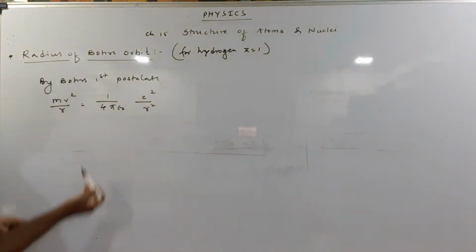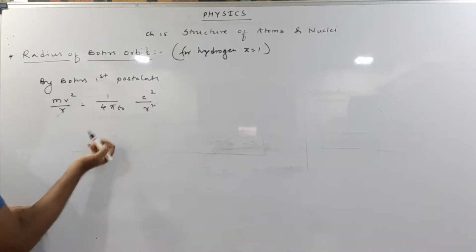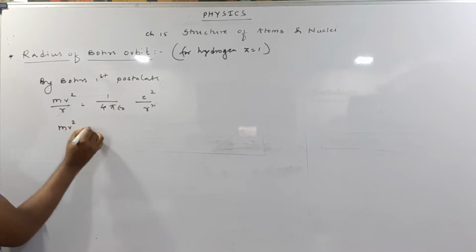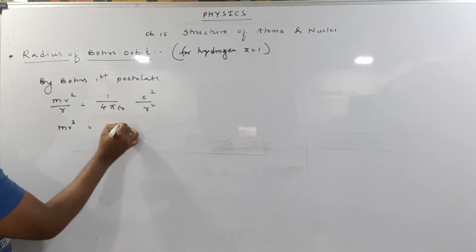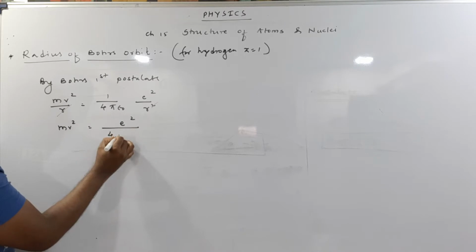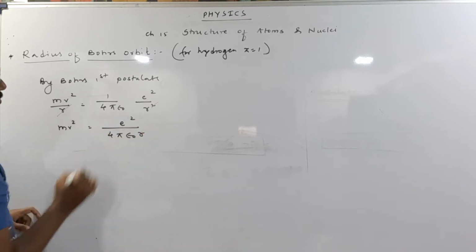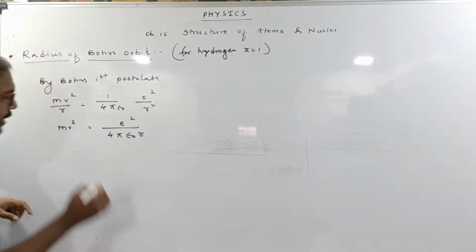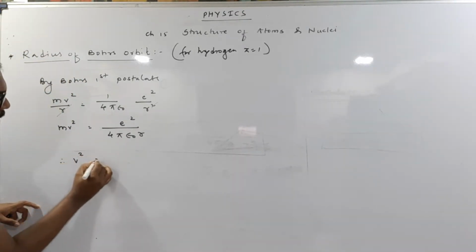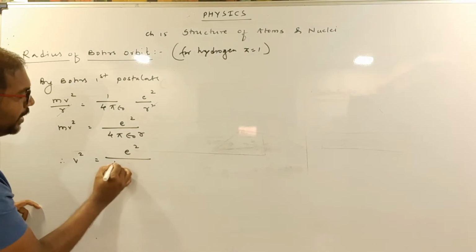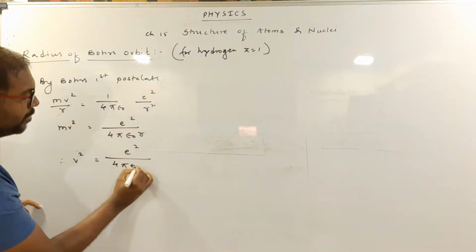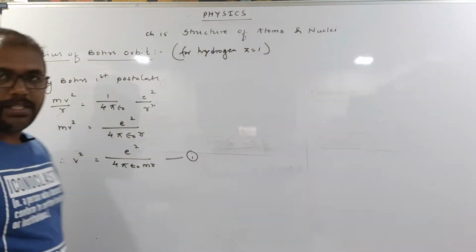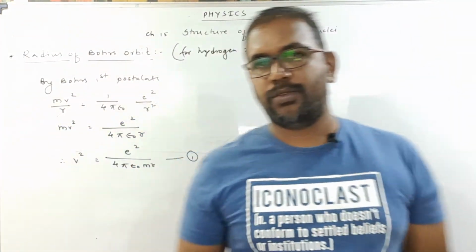Now here we can cancel the common term. This r and 1 r from r square get cancelled. So we get mv square is equal to e square into 1, e square divided by 4 pi epsilon 0 r. Now here I can write v square by transferring m to this side. Hence v square is equal to e square divided by 4 pi epsilon 0 m r, equation number 1. Now this is velocity square by Bohr's first postulate.